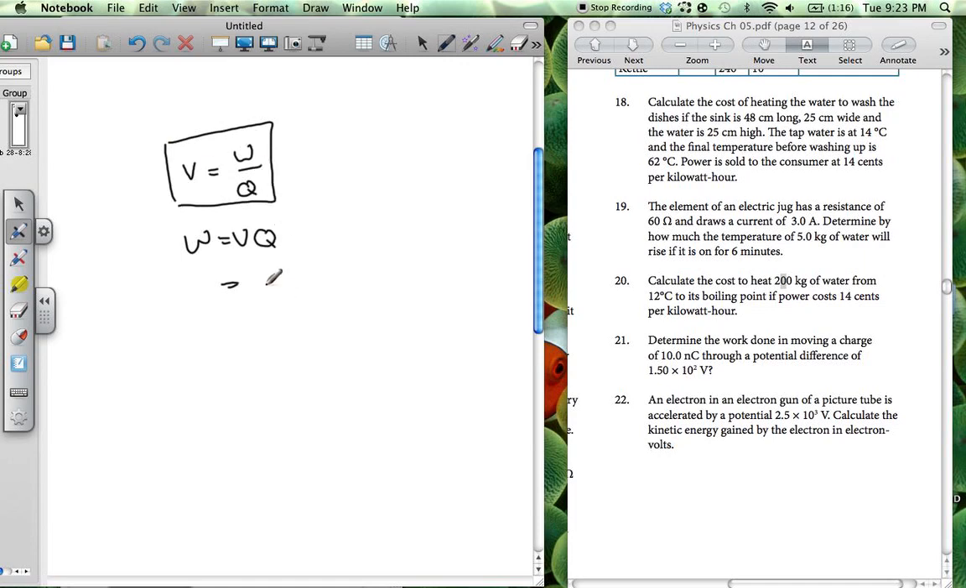So we have got here 1.5 times 10 to the 2 volts, and it's times 10 nanocoulombs. Now it's really important that you remember what these are. That's times 10 to the negative 9. And so the energy for that, when we do that, is going to be 15 times 10 to the negative 7 joules, or you could say 150 microjoules, something like that, or however you want to write that.